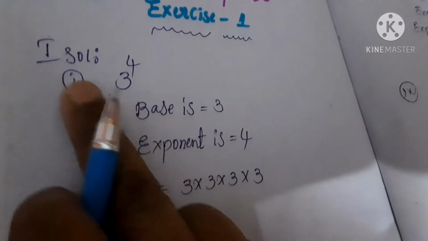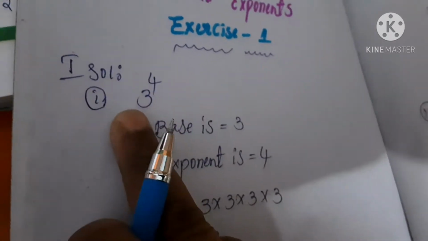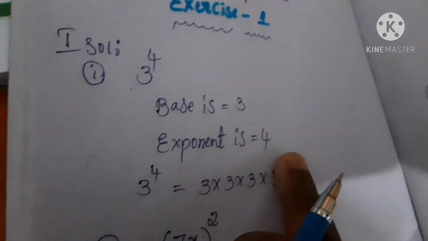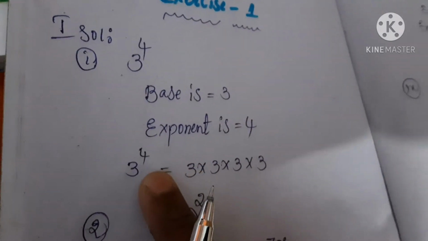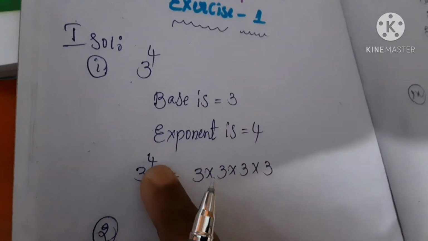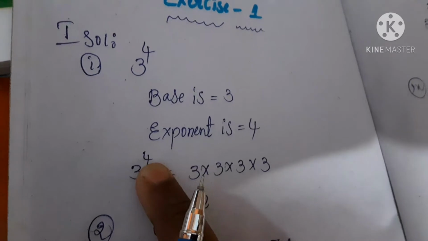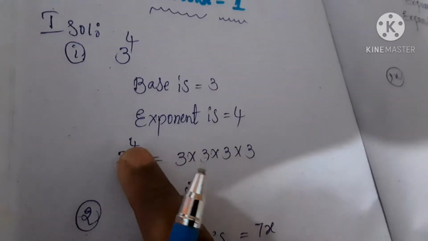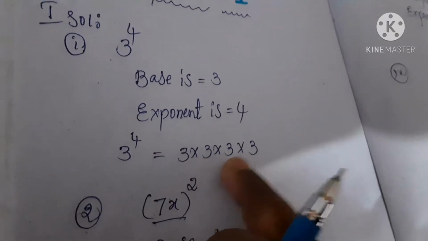First one is 3 power 4. Here the base is 3 and the exponent is 4. Expanded form of 3 power 4: how many times does it repeat? 4 times. So 3 power 4 is 3 into 3 into 3 into 3.